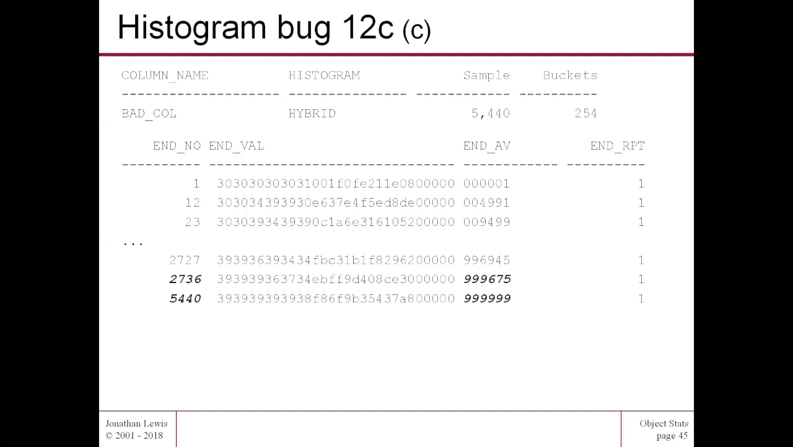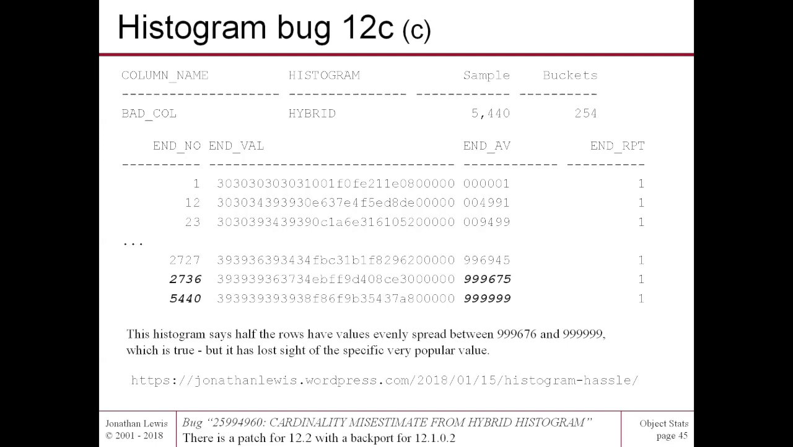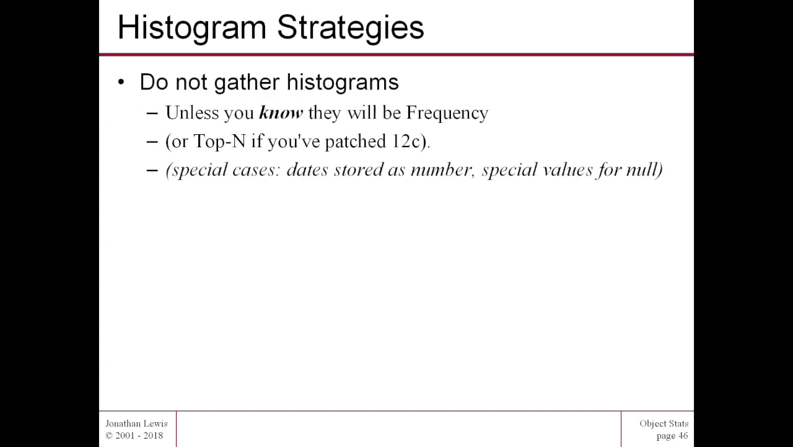But it is at least an error which is somewhat rare. It's an error which only applies in very specific circumstances, which you might recognize. Again, you either patch it, and I've got some details here about the patch, or you write a program which creates the histogram, which tells Oracle what it needs to know. Okay, histograms, don't gather them unless you know they're going to be frequency, or if you've got the patch, top-end histograms. There's a couple of extreme cases where you might even then want to write your own programs, okay?